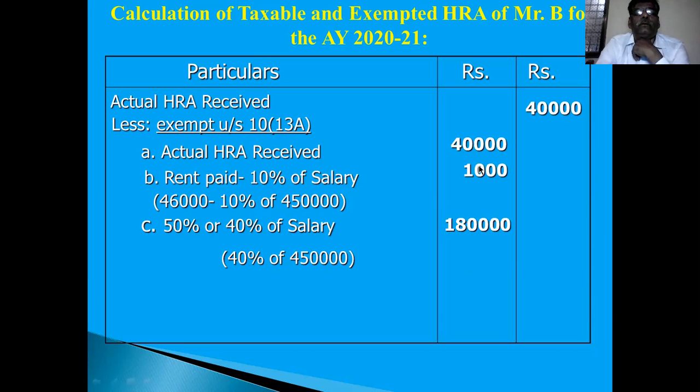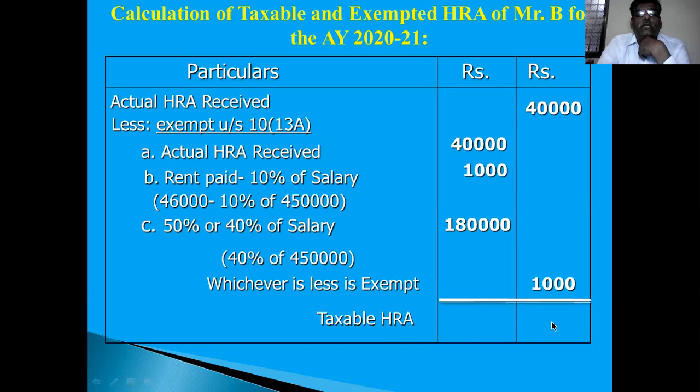Then least of these 3 is exempt from tax. So least of the 3 is 1,000. 1,000 is exempted. Whichever is less is exempted, you take to the outer column. Therefore, the taxable HRA is rupees 39,000. Out of 40,000, you deduct 1,000 exempted. Remaining is taxable. Remaining is 39,000. This is taxable. This is for Mr. B of Belgaum. Now we calculate D of Delhi.